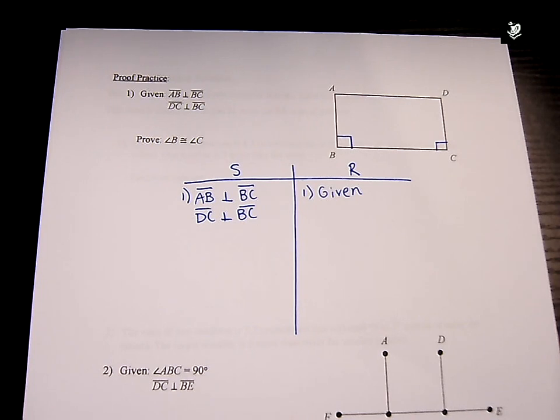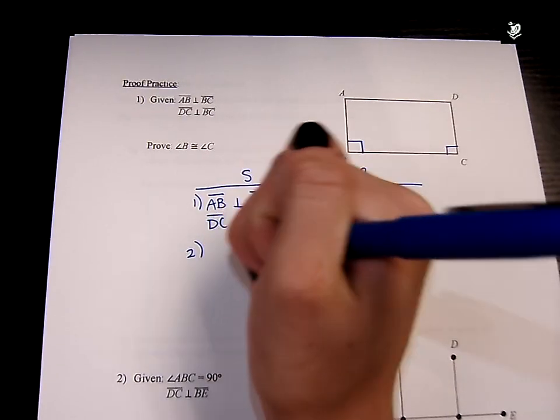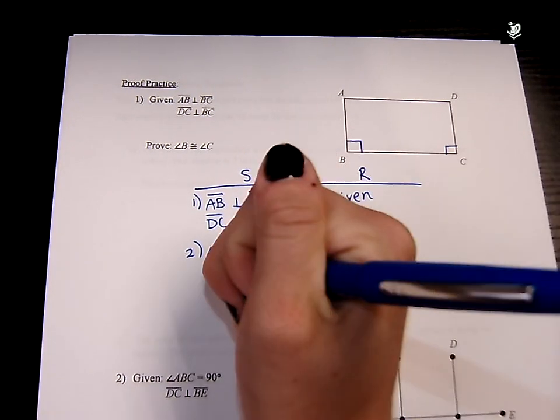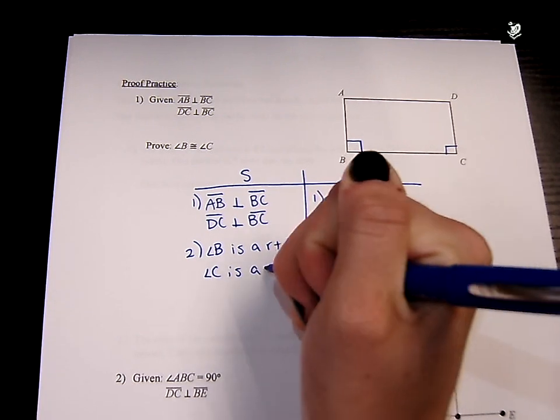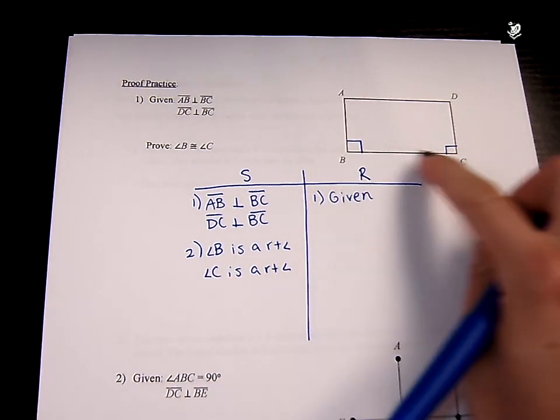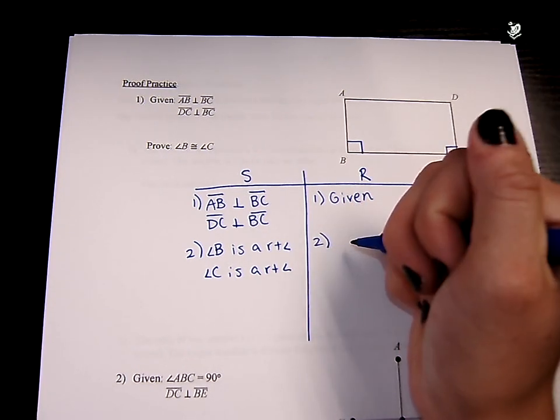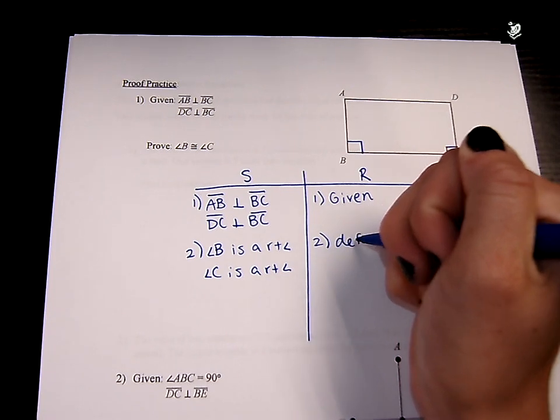If you remember from chapter 1, we learned Theorem 1. Theorem 1 said that if two angles are right angles, then they are congruent. That's probably what I'm going to end up using here. However, you first have to state that you have right angles. So our second step in the proof is going to be angle B is a right angle and angle C is a right angle. I can name them by one letter because it's not causing confusion to the reader. And the reason, and this is a new reason, is definition of perpendicularity.